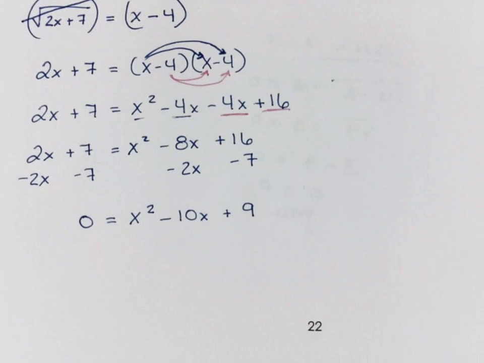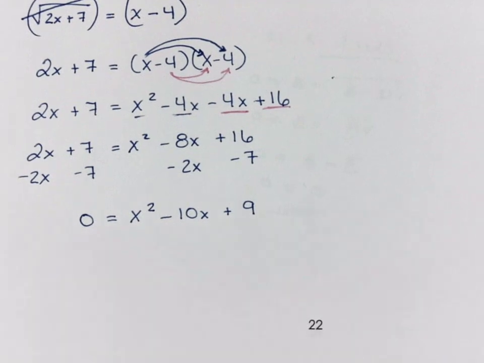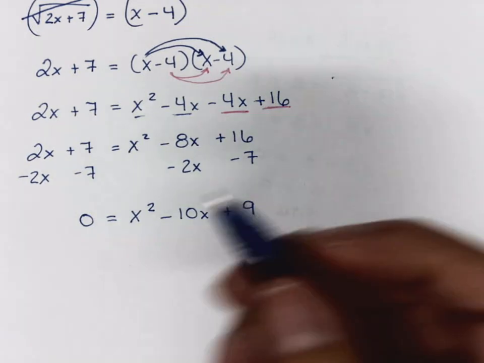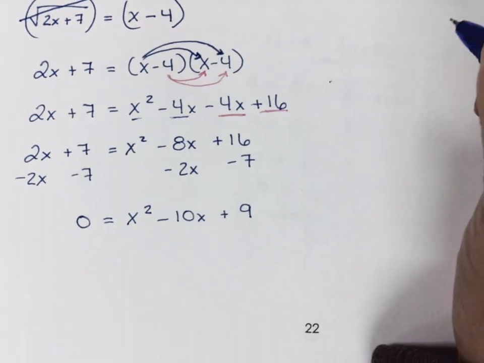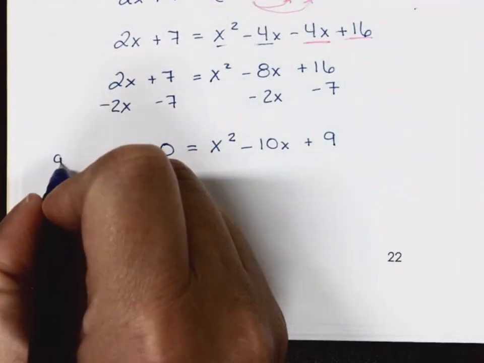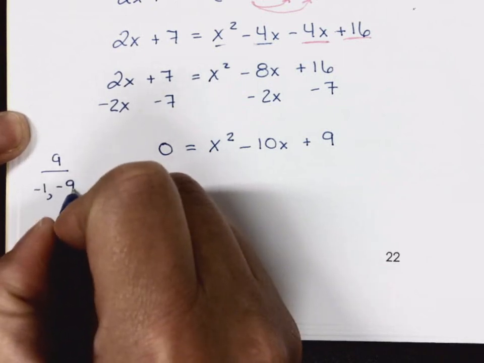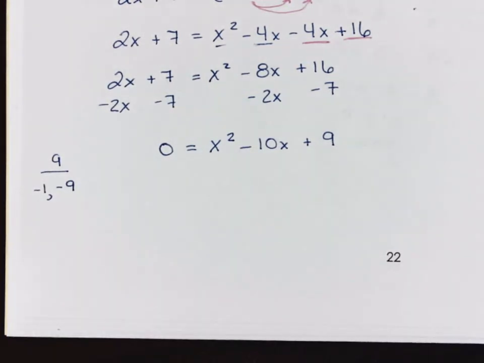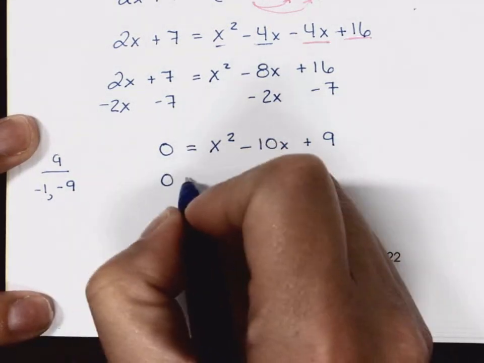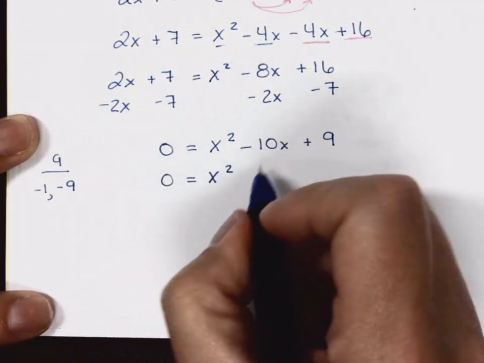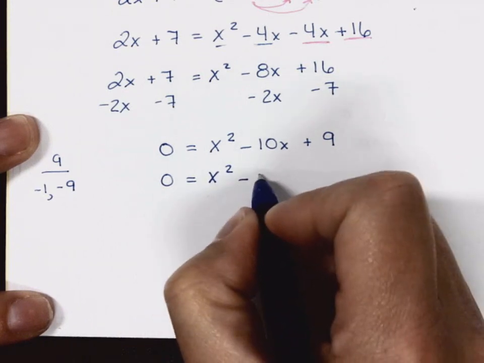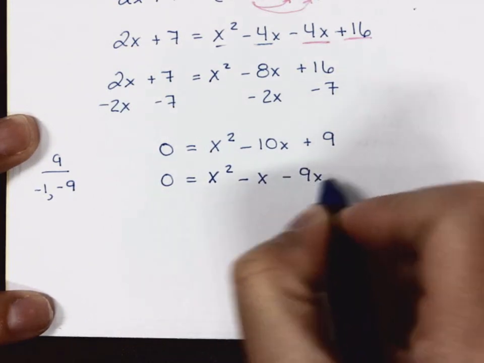Everybody good with that? Can I factor this one? Do you see it? Anybody? No? Okay. So the factors, maybe I'll do it over on this side. The factors of positive 9 that are going to add up to a negative 10. They're both going to have to be negative, right? It's the only way to get a positive factor. So it's going to be negative 1, negative 9. So 0 equals x squared minus x minus 9x plus 9.